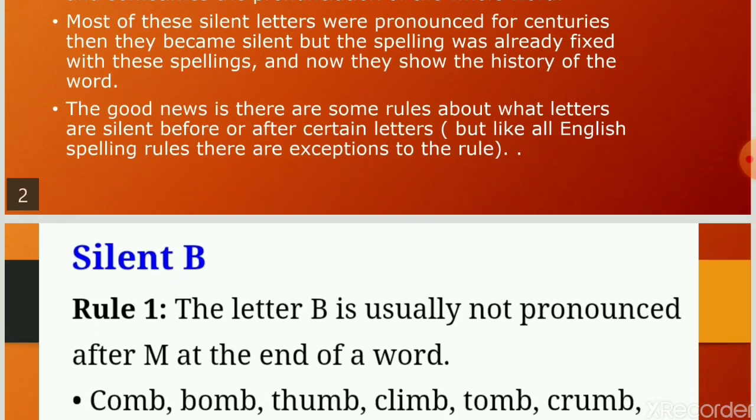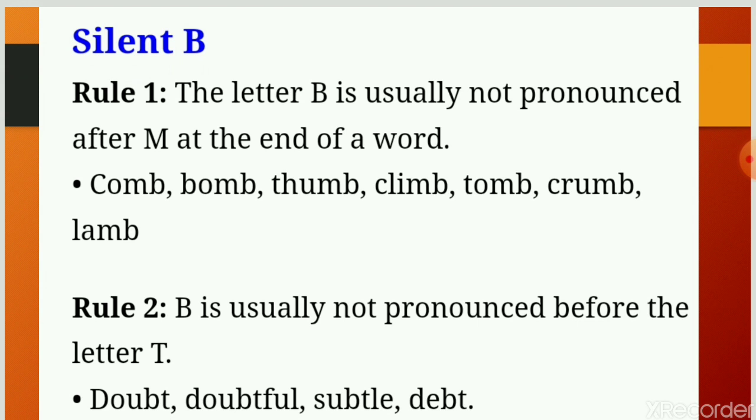portion, the silent B. What are the rules of silent B? The letter B is usually not pronounced after M at the end of a word. The example is very clear: if any word has the last combination of M and B, then we have to make the B silent. We have to mute the letter B. So we pronounce like this: come, bomb, thumb, climb, tomb, crumb and lamb. So here B is silent.